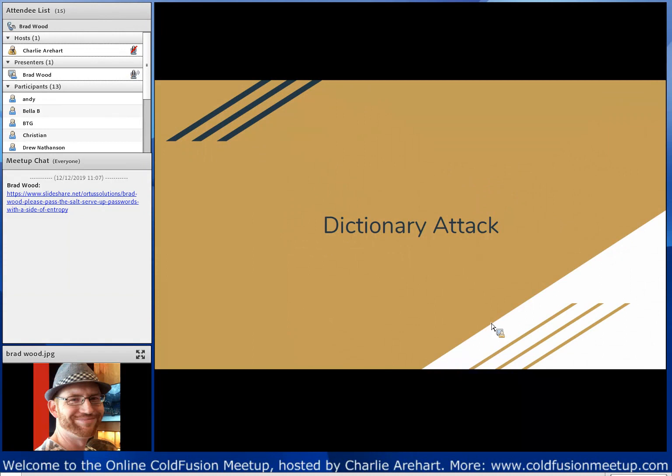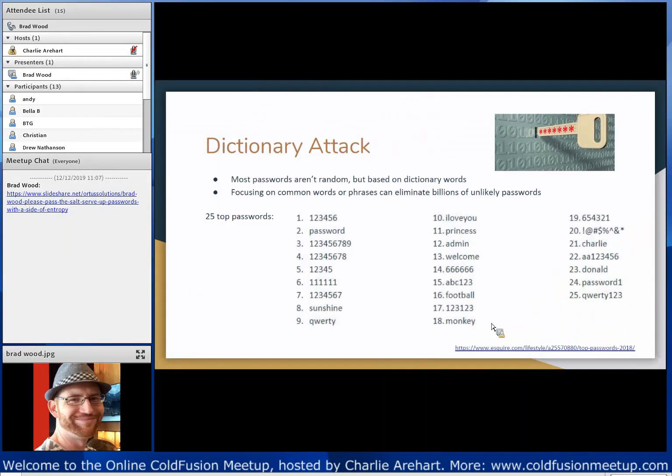So let's stop and talk about a dictionary attack. A dictionary attack takes the idea that most passwords aren't random, but are based on dictionary words, because users are typically trying to make it something they can remember. So when creating rainbow tables, like we've been talking about, focusing on common words or phrases can eliminate billions of unlikely passwords. This is actually a list of the top passwords. There are hundreds, possibly thousands of examples of databases that have been stolen and reverse engineered, and hackers will publish the passwords on the internet. They'll just take your passwords and stick them out there for everyone in the world to see because they don't care, right?